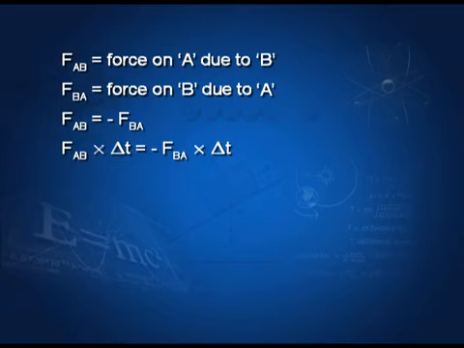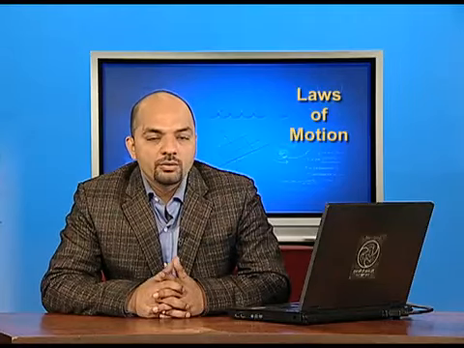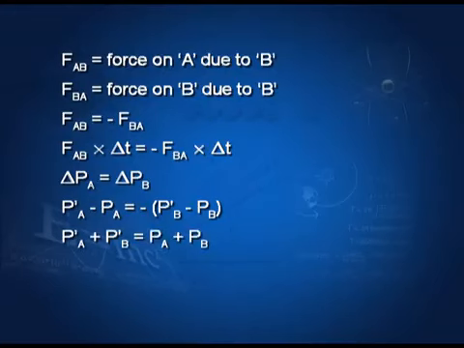According to Newton's second law, FAB into delta t is equal to the change in linear momentum. So, FAB into delta t is equal to delta PA and FBA into delta t equals delta PB. Substituting these values, we get delta PA equals minus delta PB. So, P dash A minus PA equals minus (P dash B minus PB). Opening the bracket on the right hand side and transposing, we get P dash A plus P dash B equals PA plus PB.